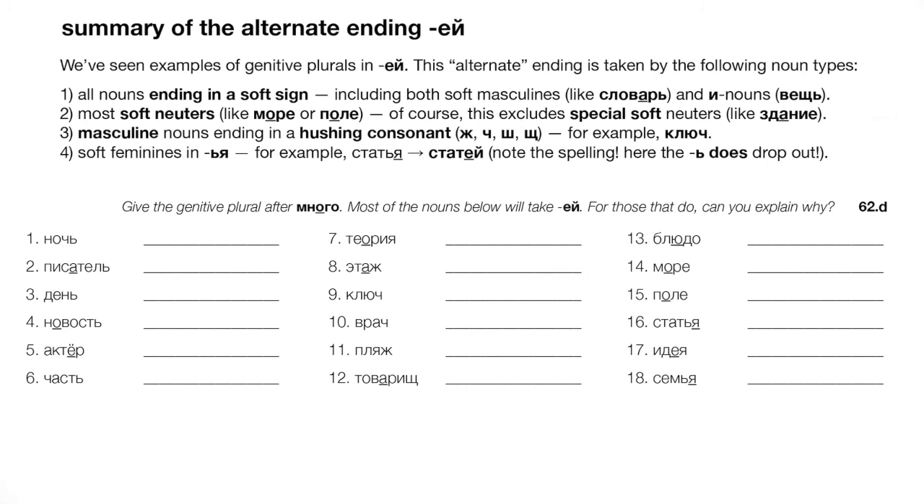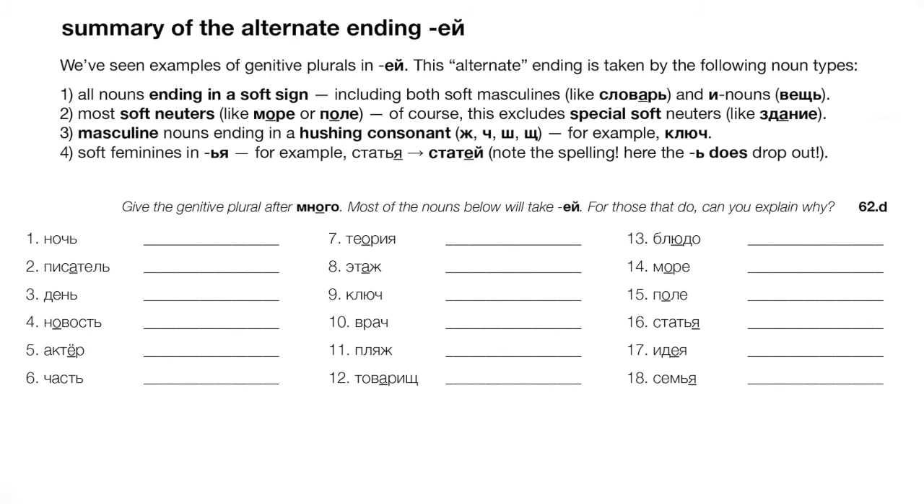Number four, soft feminines in soft sign я. Okay, so that's a rather peculiar little type. We've seen a few of those. Статья will become статей. Okay. And by the way, the soft sign does vanish in the spelling there.